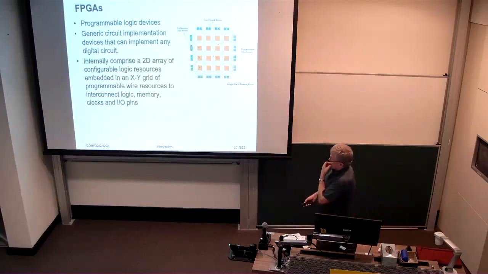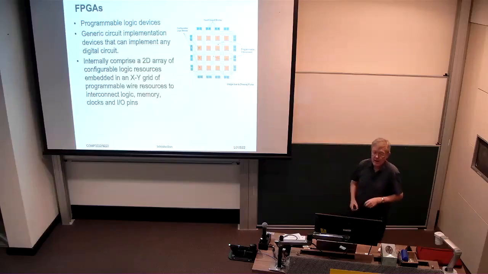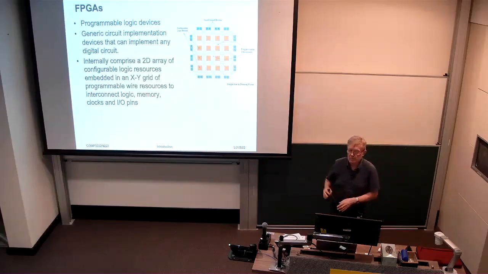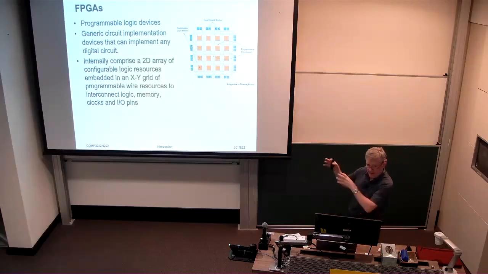So internally, they comprise a 2D array of configurable logic resources. They're represented by these orange blocks here that you see. And then a two-dimensional grid of wires that allow you to connect them together as you need to connect them, all right?